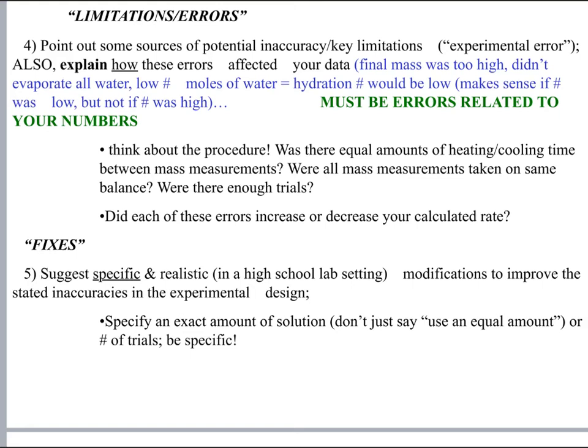As far as the mitigation or fix, it does need to be specific and realistic. So if they say that the evaporating dish or choice of glassware was bad, then exactly what improvement would you make to that specific piece of glassware? It can't just be like, choose a different piece of glassware.